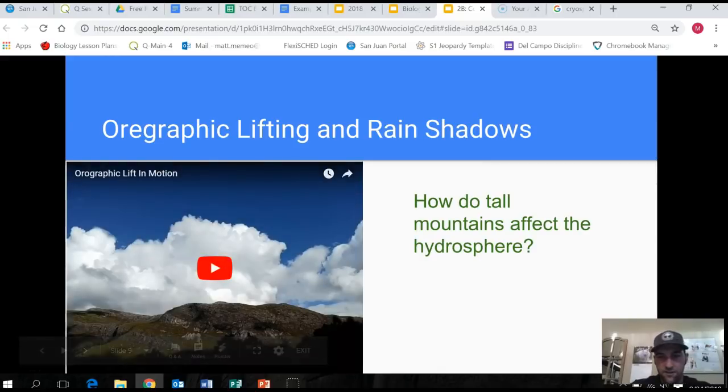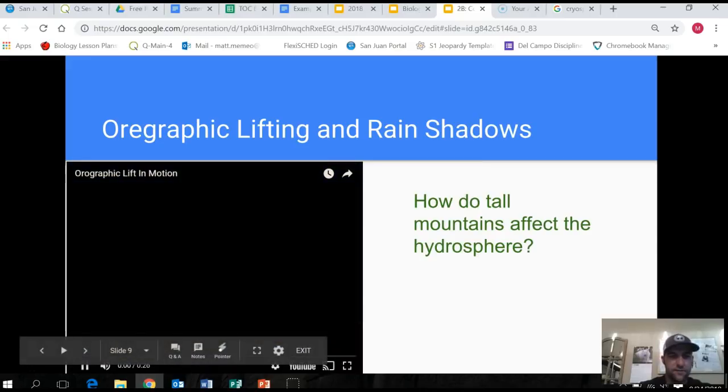So before you watch the video, make sure you write down this question. So orographic lifting and rain shadows. There's no talking in the video, just pay attention to the clouds. Again, this is a nice little mountain range, and it's showing the accumulation of those clouds at the top of these mountains. Okay, and that's what we call, again, orographic lifting.